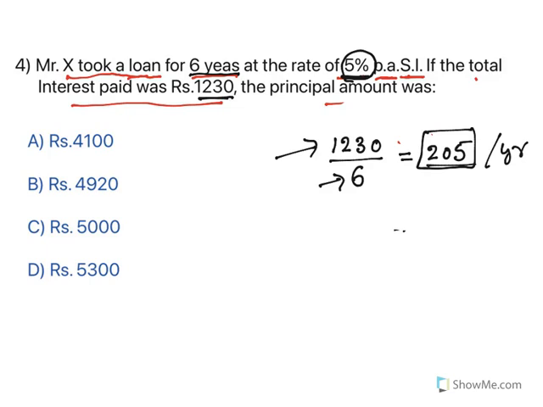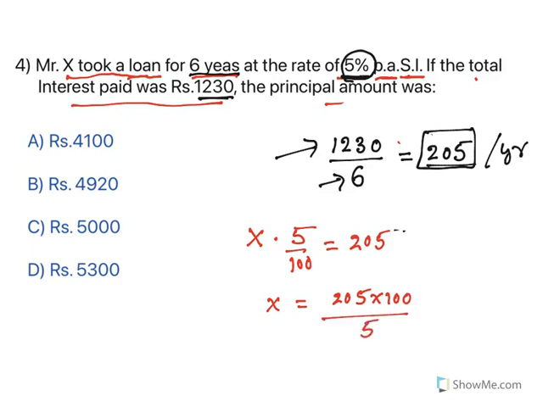Now we need to know what is the principal amount. So there is a principal amount. Let's say the principal amount is x. X of 5% is 205. Now what is x? X equal to 205 into 100 divided by 5. What happens? 20500 by 5. 5 4s are 20, 5 1s are 5, 0, 0. What is this? Option A.